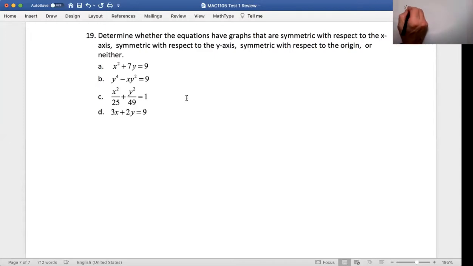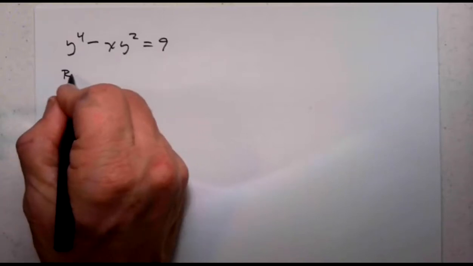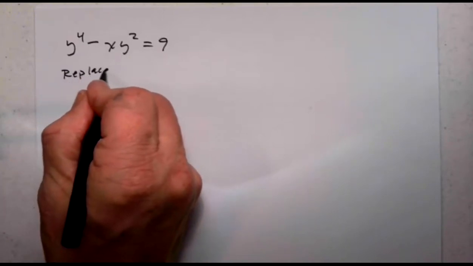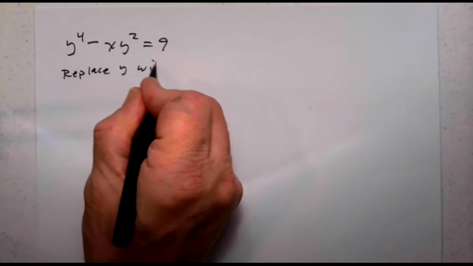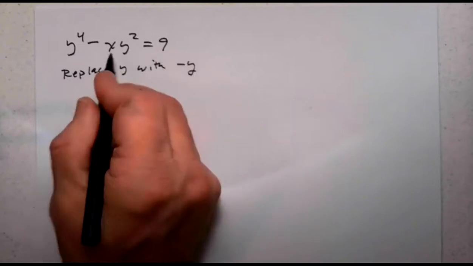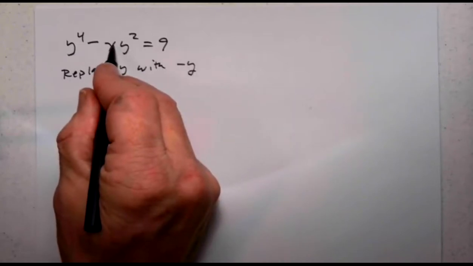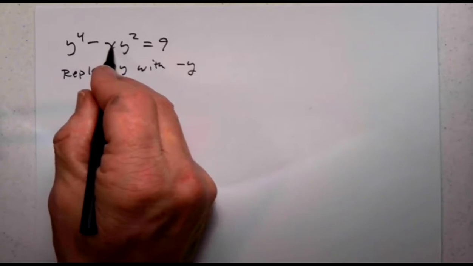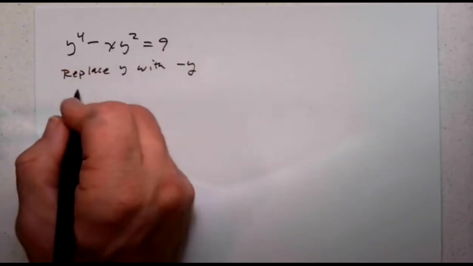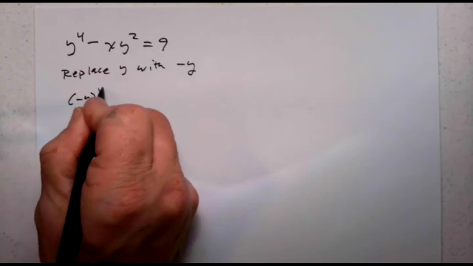All right, next up, we have y to the fourth minus xy squared equals 9. And this time, I'm going to replace y with negative y and see what happens. x has an odd power, so x to the first and negative x to the first are different. I know that. So let's try to replace y with negative y and see what we get.